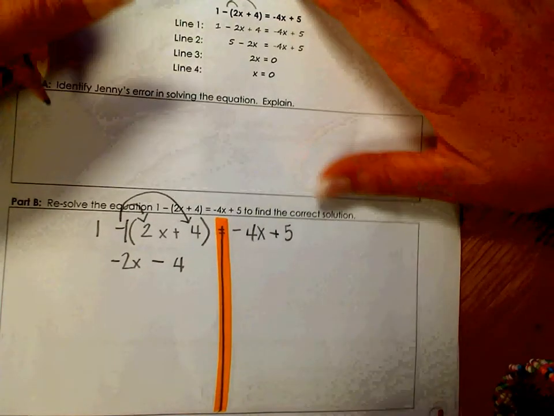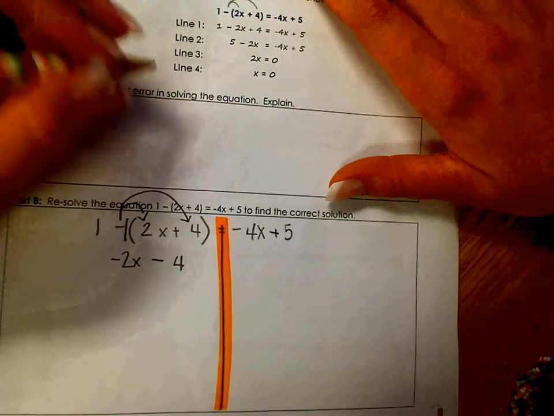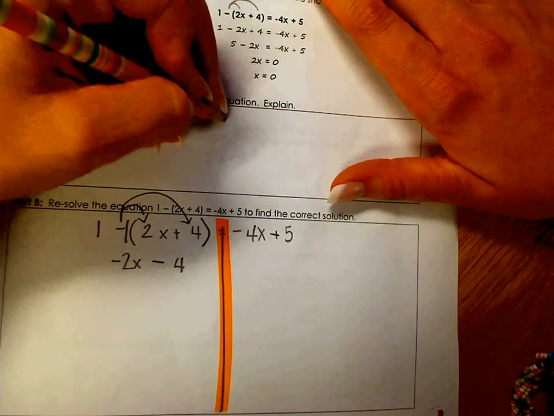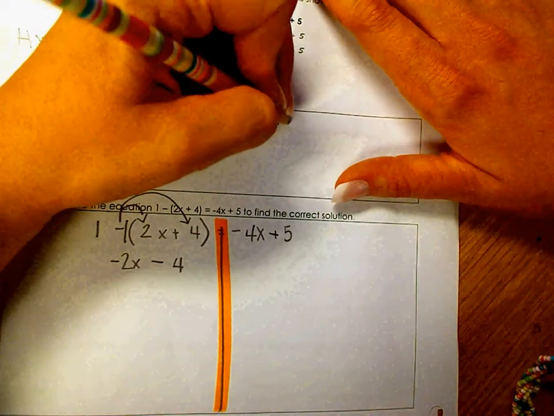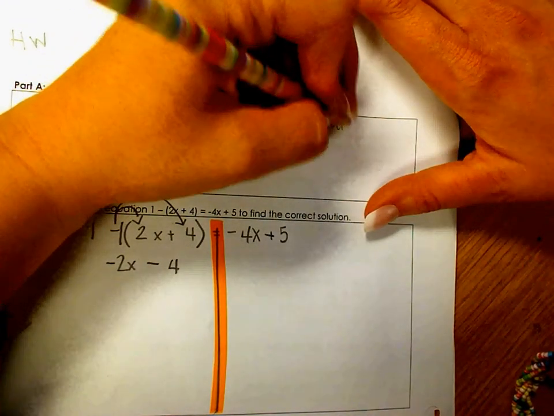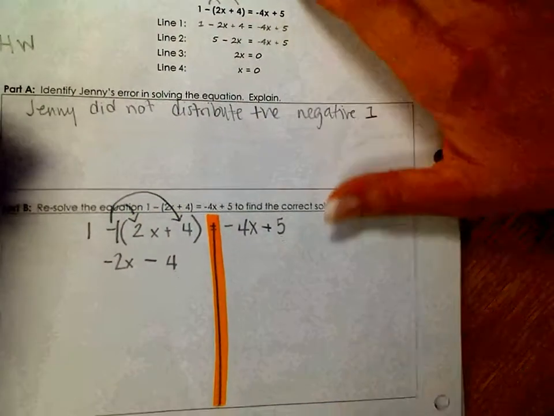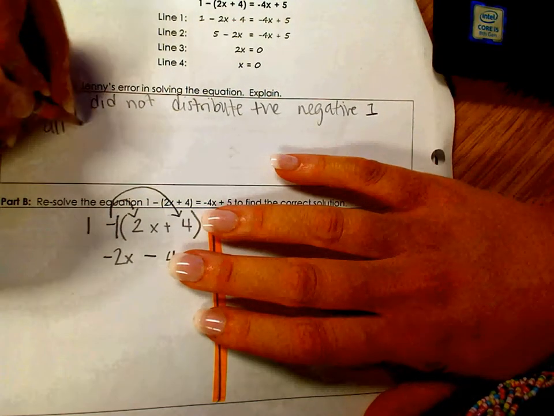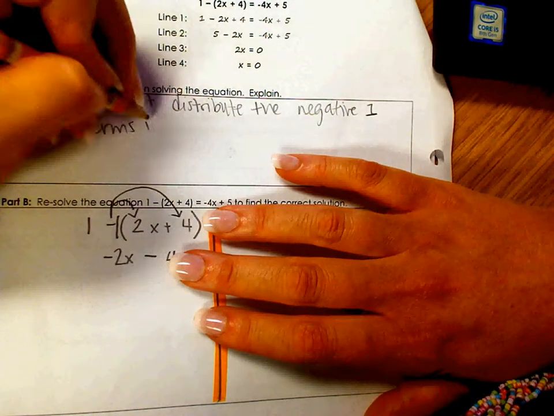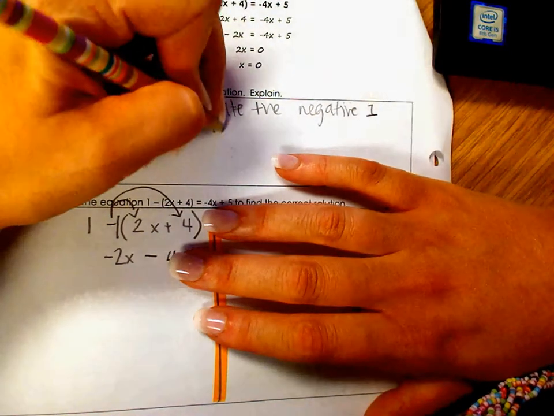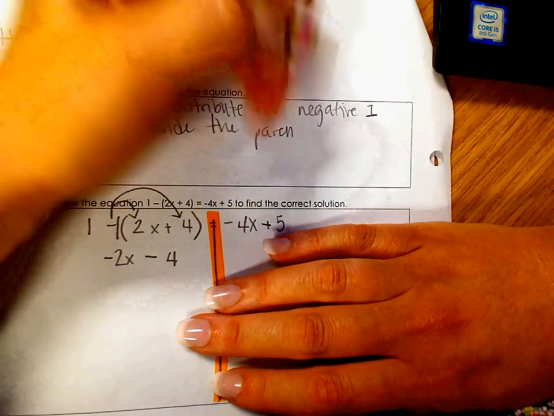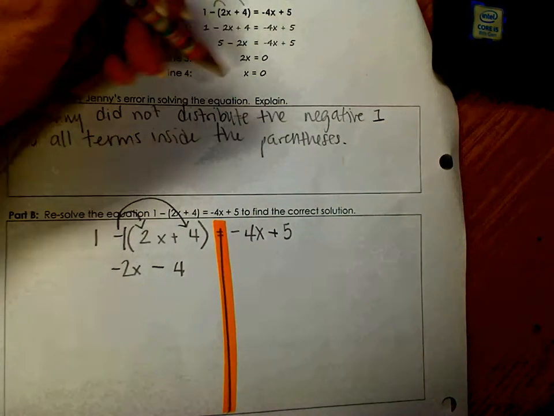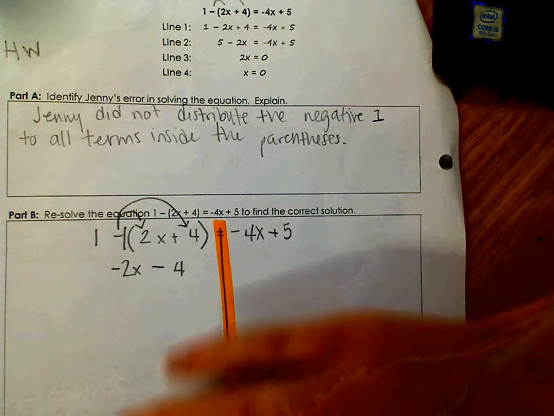So you could say Jenny did not distribute the -1 to all terms inside the parentheses. That's basically what she did wrong, and then that threw her off for the whole problem. So let's solve it ourselves.